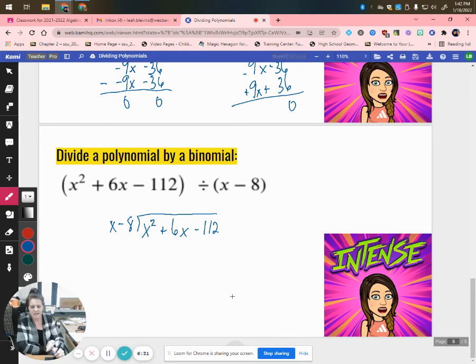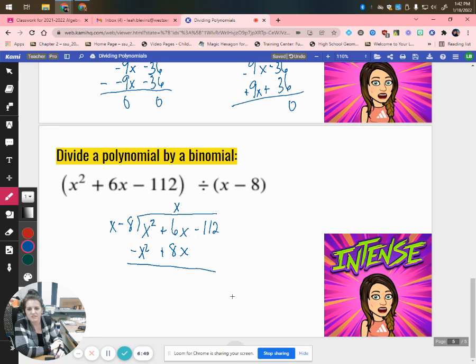Okay, so first write it out with long division, and then I again ask myself, x times what would give me x squared? And that would be x. So x times x is x squared. x times negative 8 is negative 8x. I'm going to subtract, so that means I'm just going to change the sign of everything.